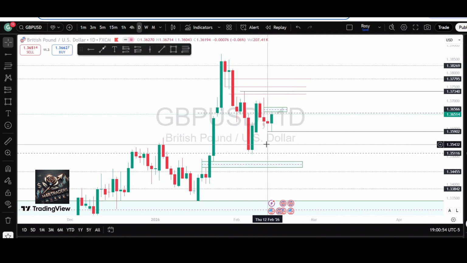So these are the two pairs I'm looking at, because already the time is 00. We've entered into 15th, Sunday, the 2nd, 2026.